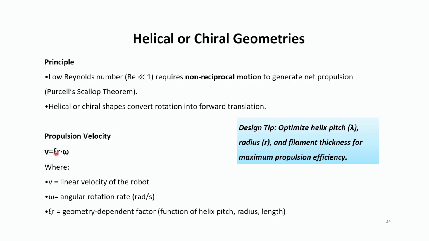So that is the propulsion velocity, where v is the linear velocity of the robot, omega is the angular rotation rate in radians per second, and this is the geometry dependent factor, which is a function of the helix pitch, radius and length. This is the design tip: you need to optimize the helix pitch, the radius and the filament thickness for maximum propulsion efficiency.